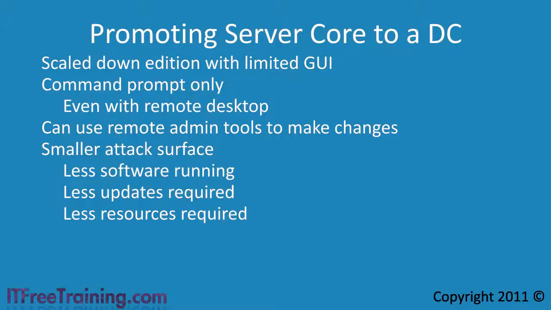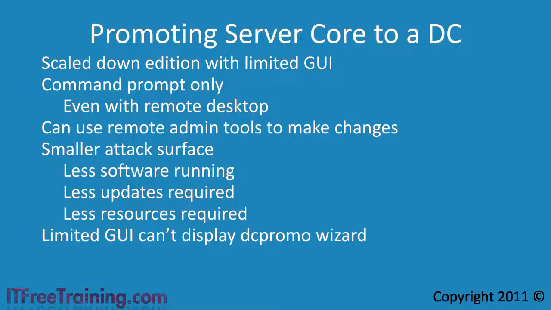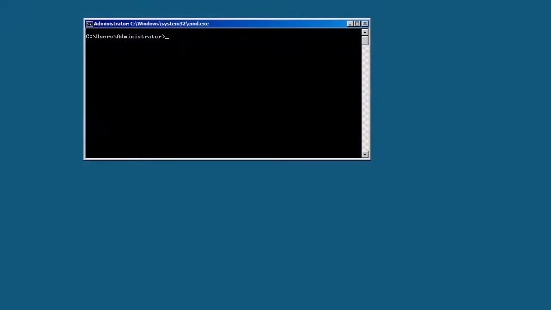The problem with promoting a server to a domain controller on Server Core is that the limited GUI can't display the wizard for DC promo. To get around this, you can use an answer file or specify the options in the command line. I will now change to my Windows Server 2008 computer to demonstrate how to promote a server to a domain controller that is running Server Core.